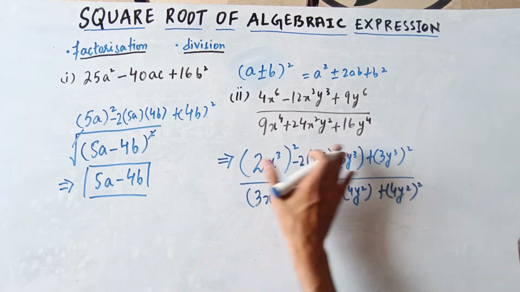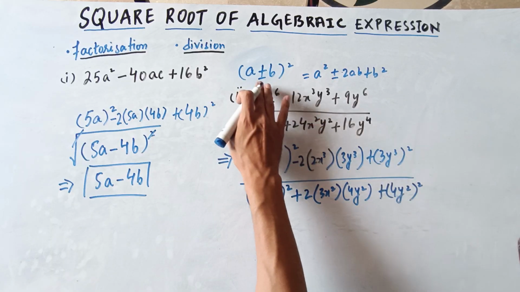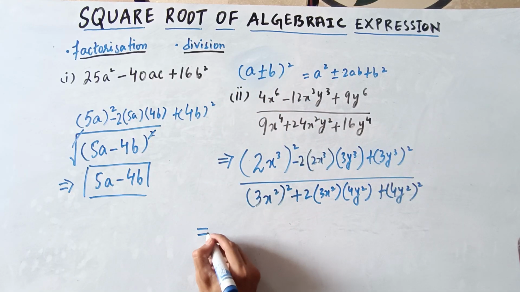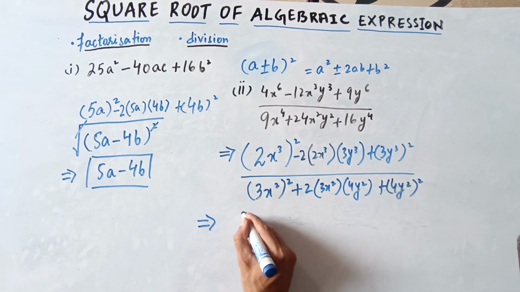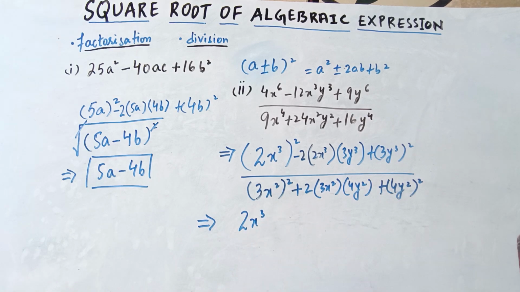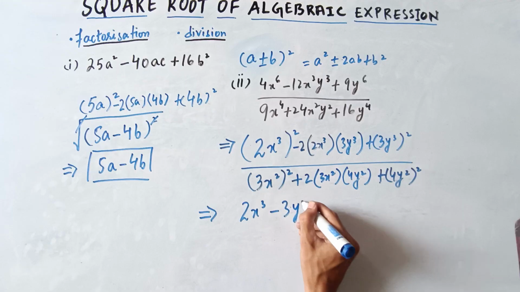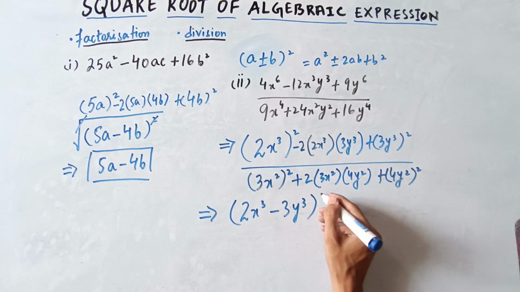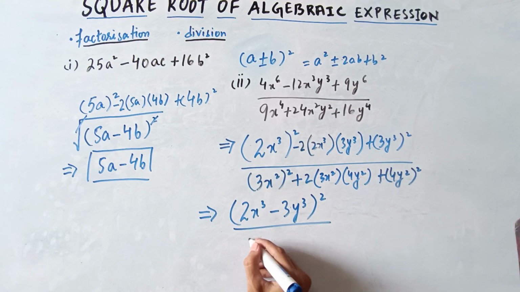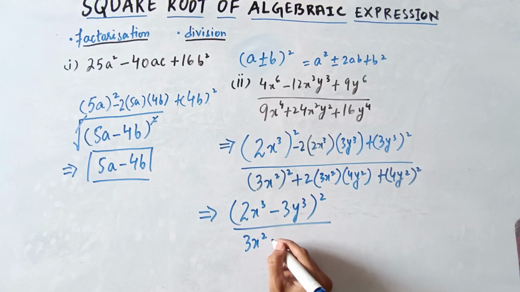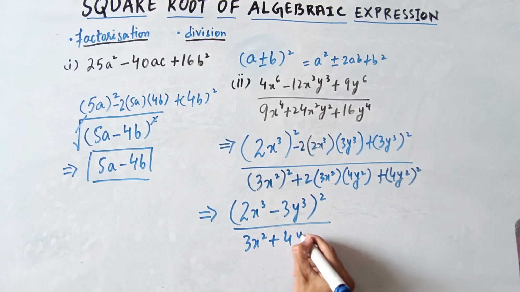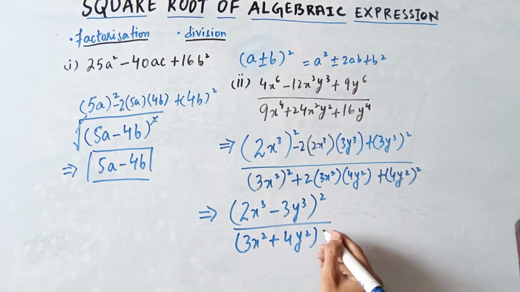Now in place of this form of the identity you can write the factorized form, and you will get 2x cube plus 3 minus 3y cube whole square upon 3x square plus 4y square whole square.